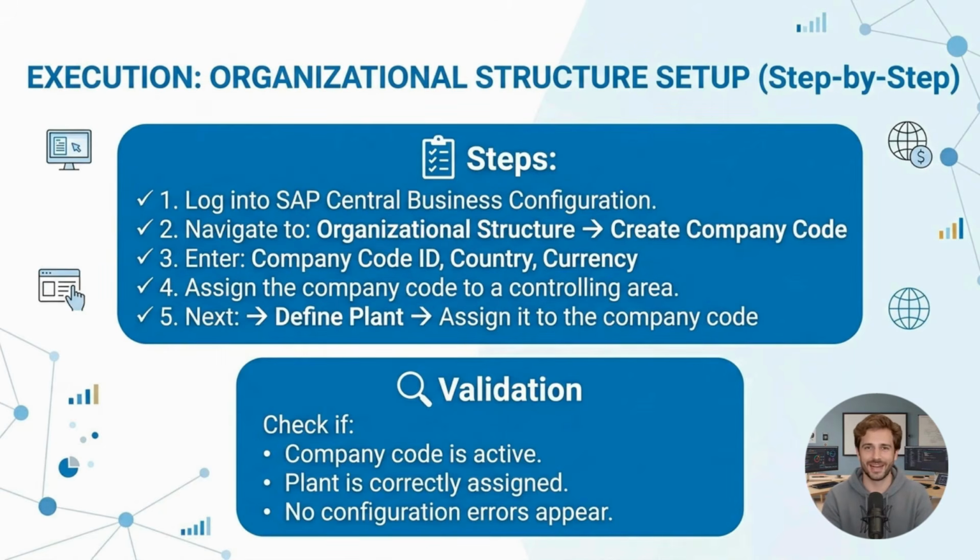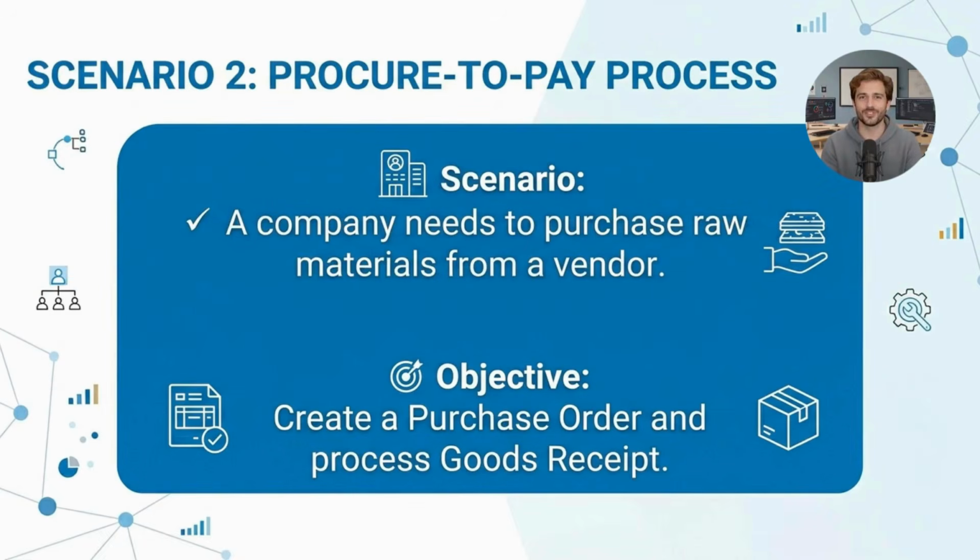First, log into SAP Central Business Configuration and navigate to Organizational Structure, then select Create Company Code. Here, you enter the company code ID, country, and currency. After that, assign the company code to a controlling area. Next, go to Define Plant and assign the plant to the company code. Finally, do a quick validation to check if the company code is active, the plant is correctly assigned, and no configuration errors appear.